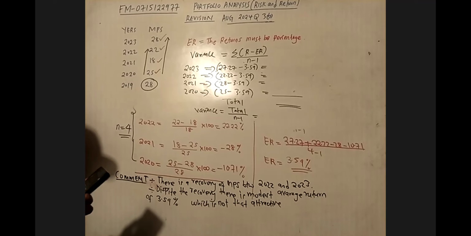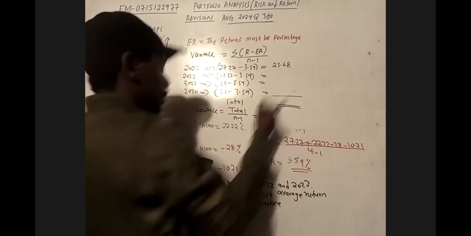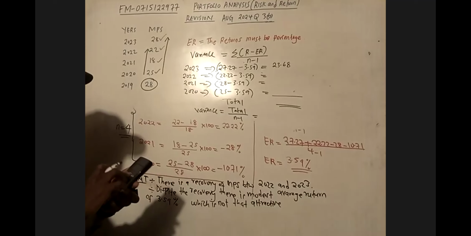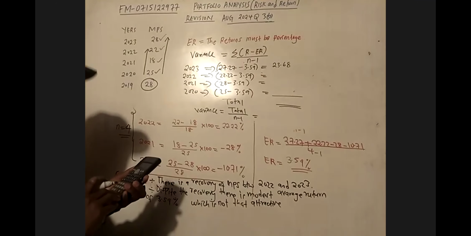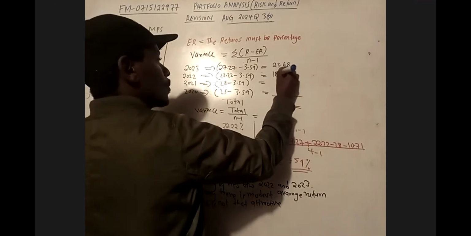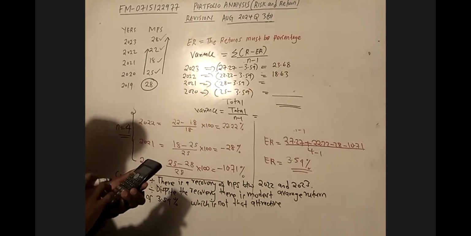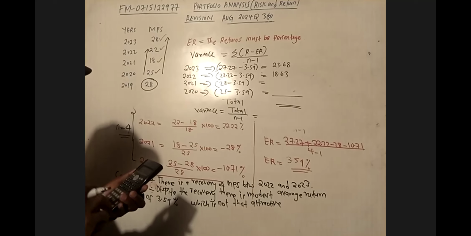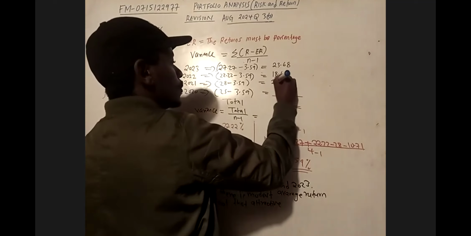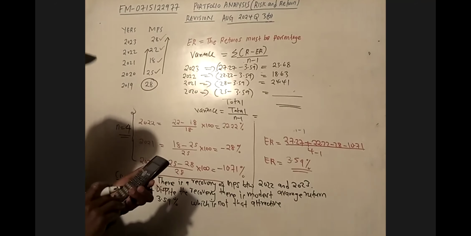Tunasema 27.27 minus 3.59, 23.68. 23.68. Yeah. 22.22, itakuwa ni 18.63. Then 28 sharp, 24.41. And then 25.